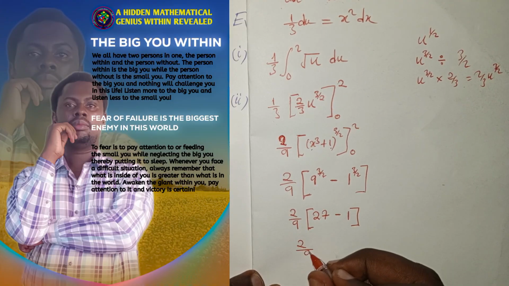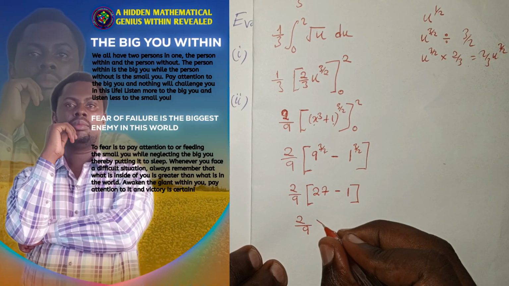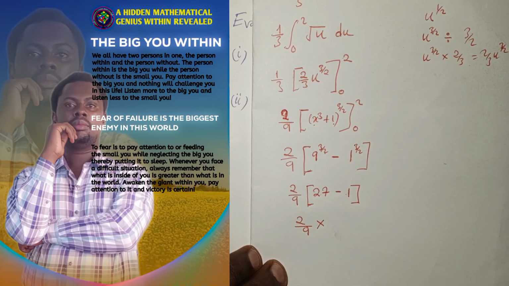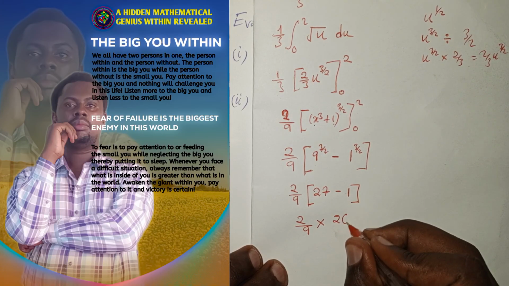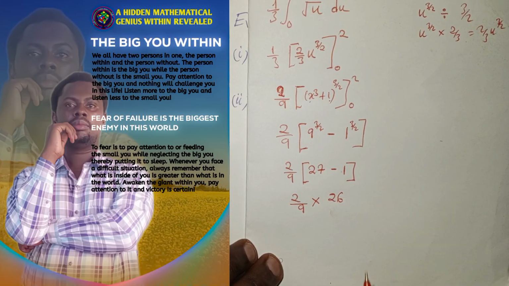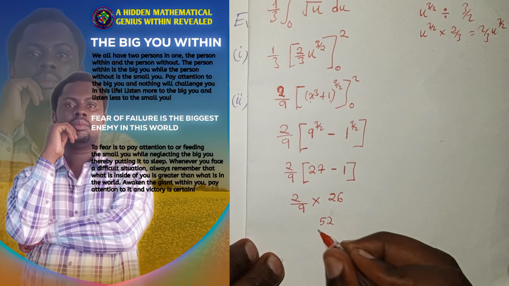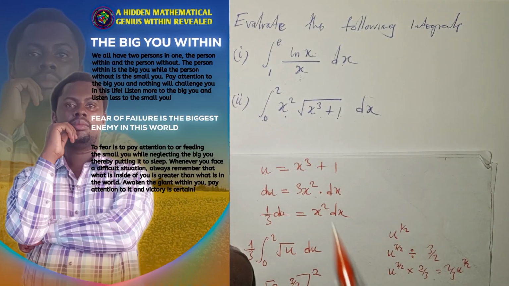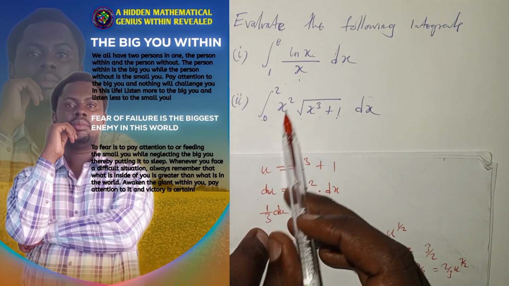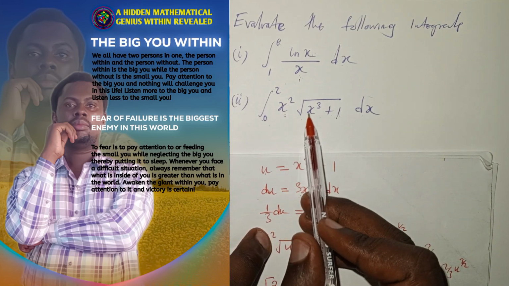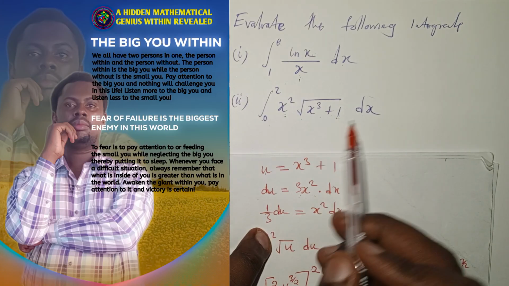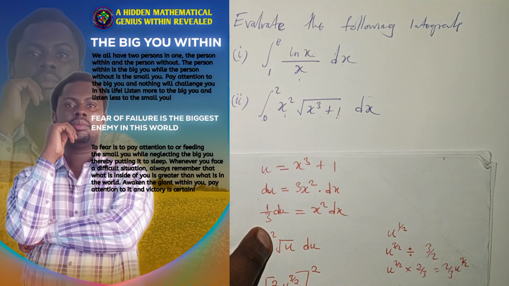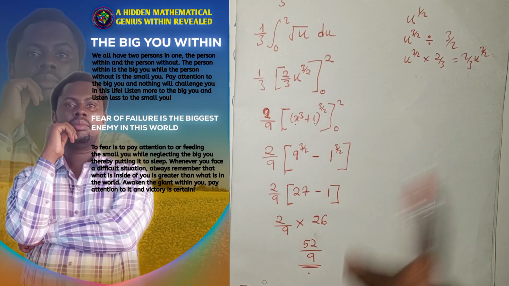So we have 2 over 9 multiplied by, what is 27 minus 1? You get 26. And what is 2 times 26? You get 52. So we have 52 over 9. So the integral of the product of x squared and square root of x cubed plus 1 with respect to x with limits from 0 to 2 is 52 over 9.